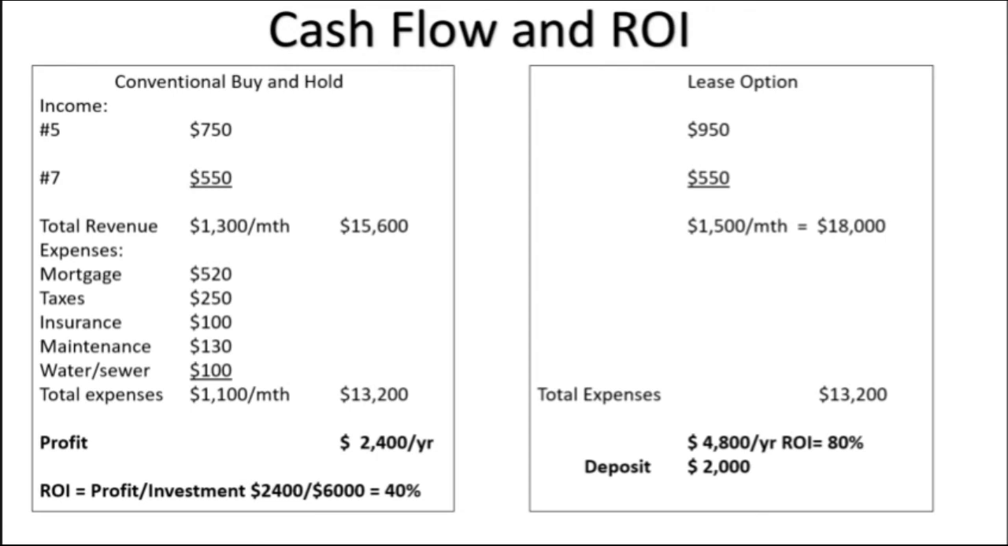So I've increased my monthly cash flow, plus I've collected another $2,000, which means that instead of having $6,000 in the transaction, I really only have $4,000 in the transaction, and I have a potential capital gain of $40,000 if the people actually go through with the option contract. So it's just another way of improving the cash flow.